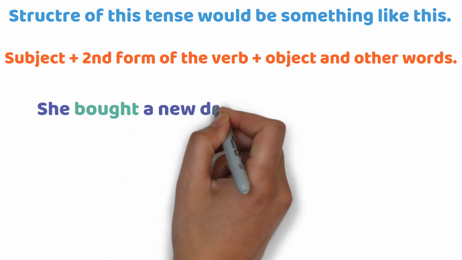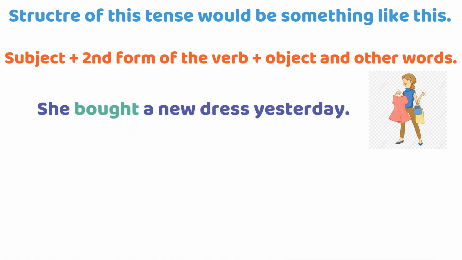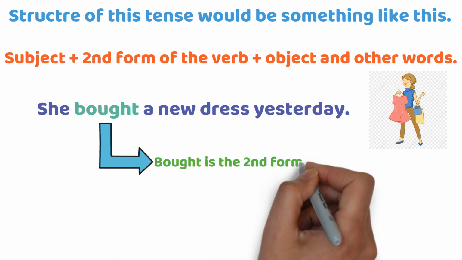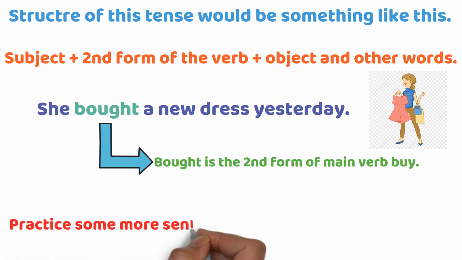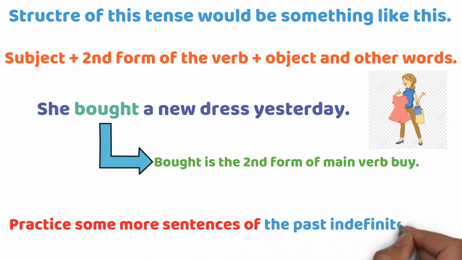He bought a new dress yesterday. Bought is the second form of the main verb buy. Practice some more sentences of the past indefinite tense.